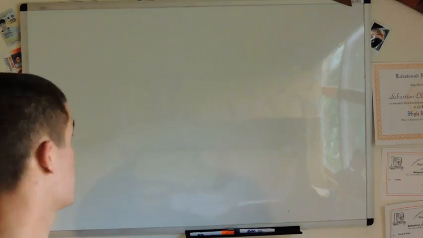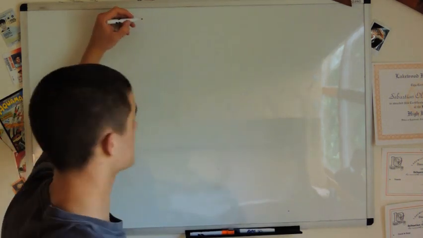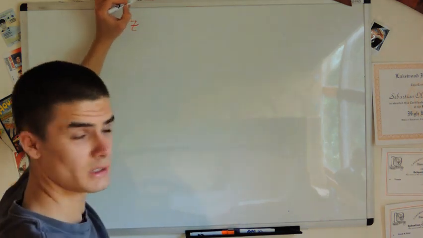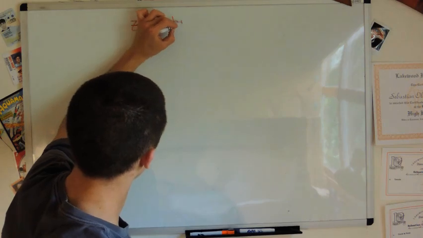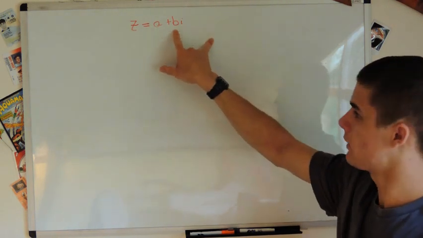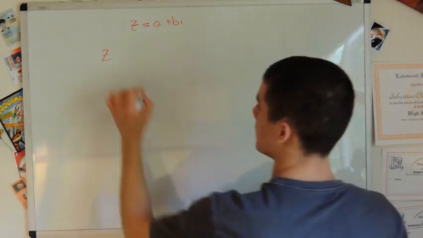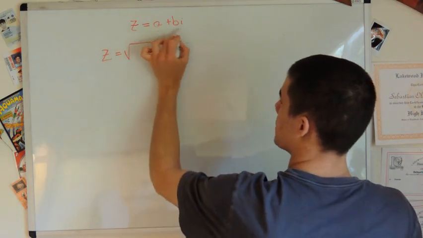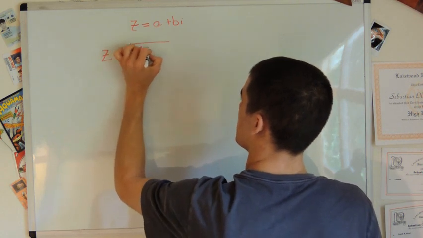Converting Cartesian complex numbers into modulus argument complex numbers. So if I have the complex number z, and it is equal to a plus bi, where a is your real and b is your imaginary, then z in modulus argument form is going to equal the square root of a squared plus b squared. Notice I don't have the i.